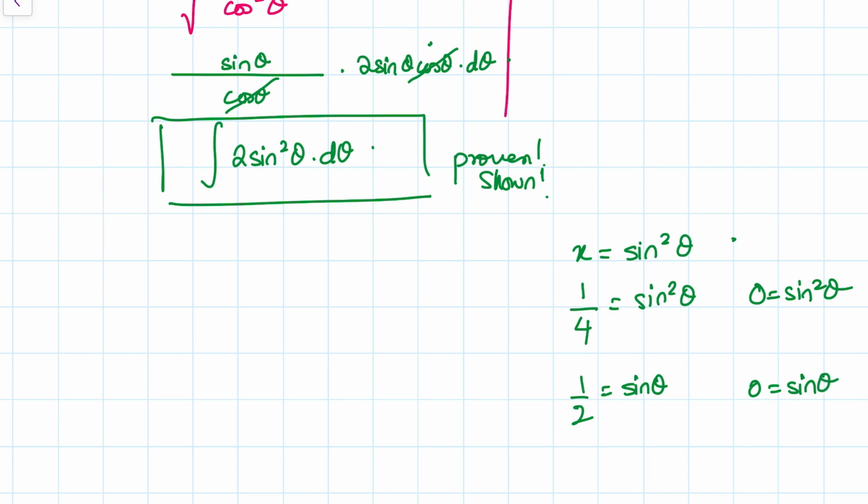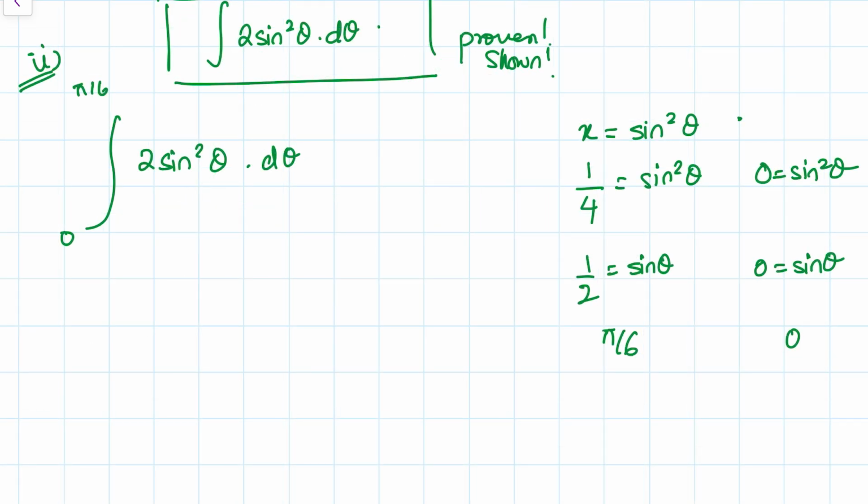Now, we'll use the radian mode. Sine inverse 0.5 is pi upon 6. And sine inverse 0 is 0. So, we have the two limits, pi by 6 and 0, with 2 sine square theta d theta. All right, now that I have my limits pi by 6 and 0, this function has now been converted into a function which can be integrated.